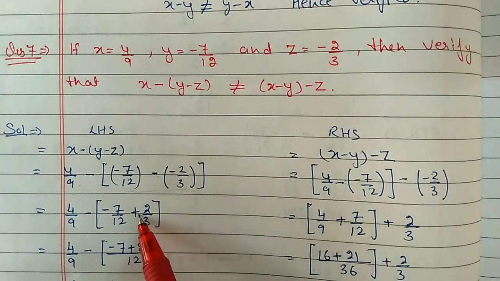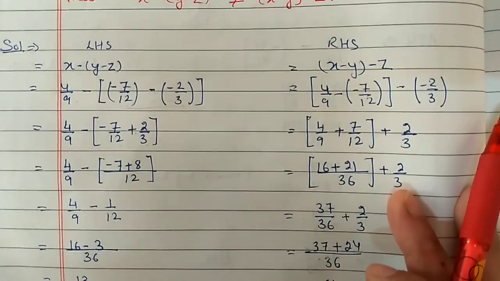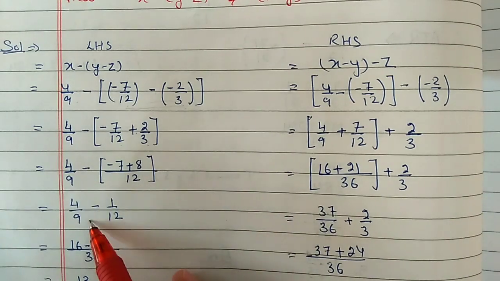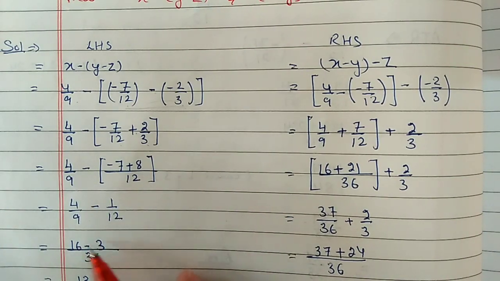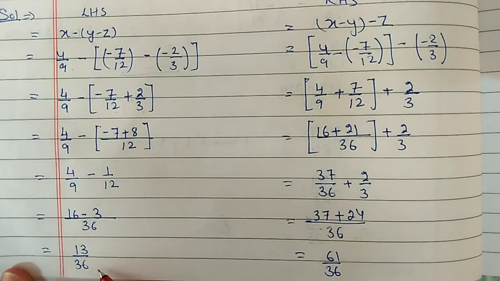Minus minus will become plus. Take LCM for 12 and 3. Simplify it. After getting this you are getting 1 by 12. 4 by 9 minus 1 by 12. Take LCM again here and you will get 13 by 36.